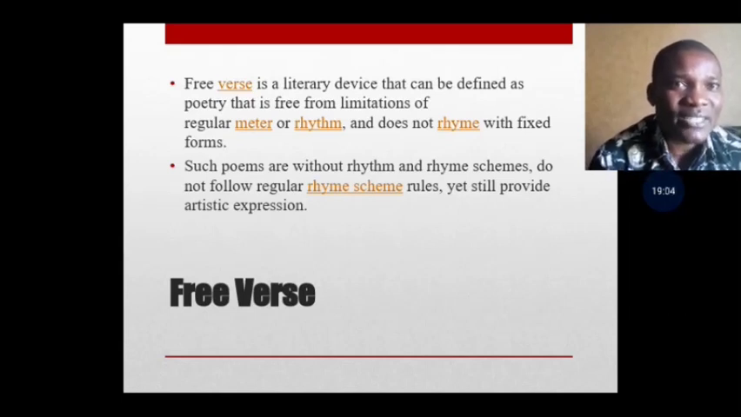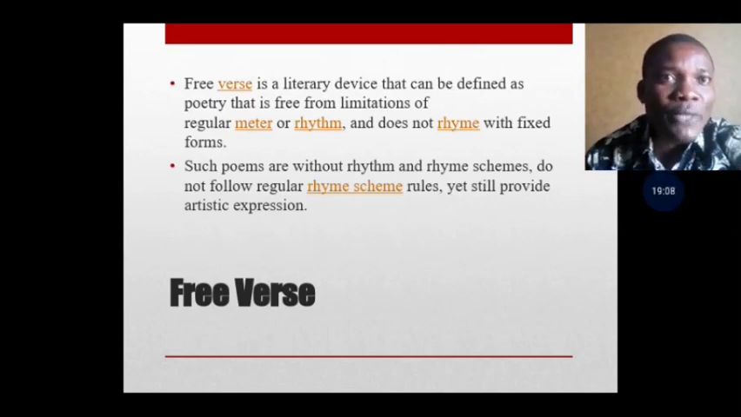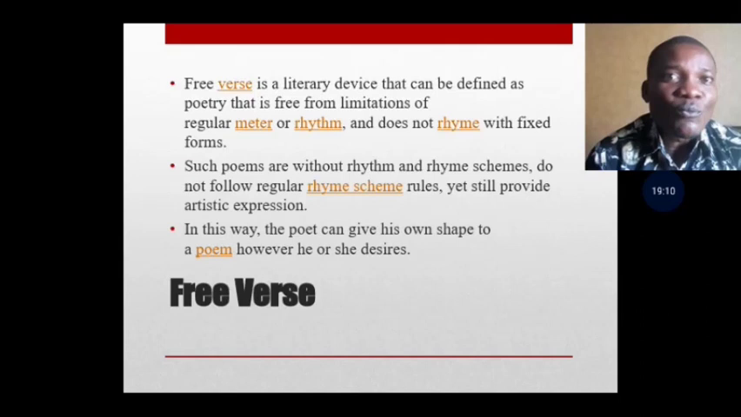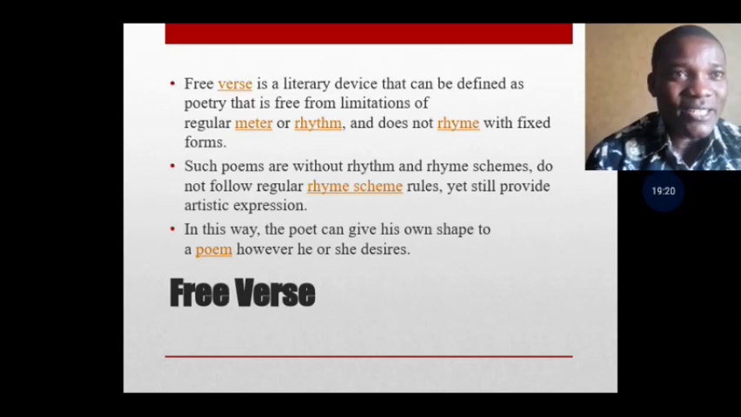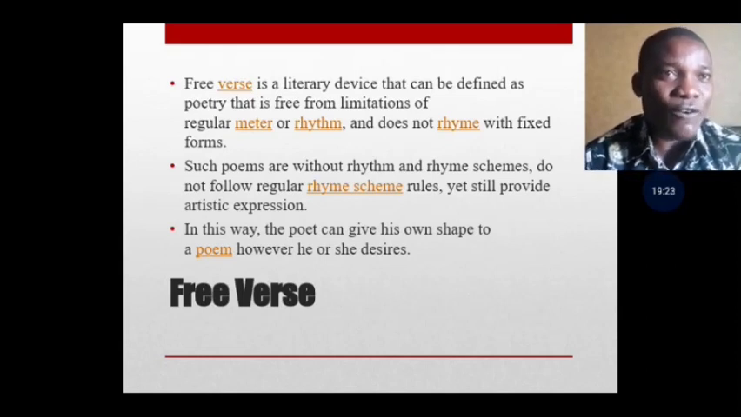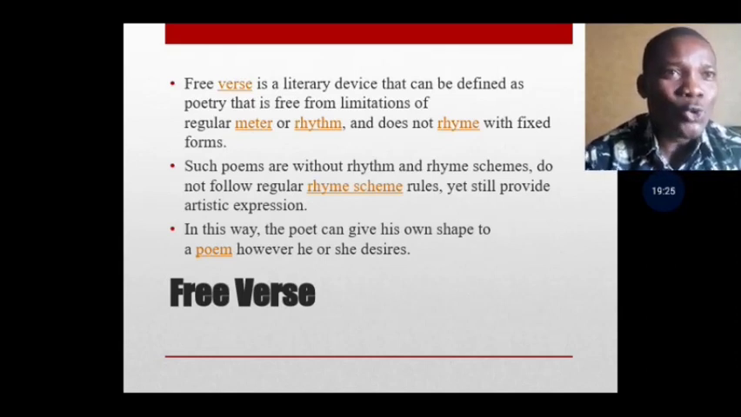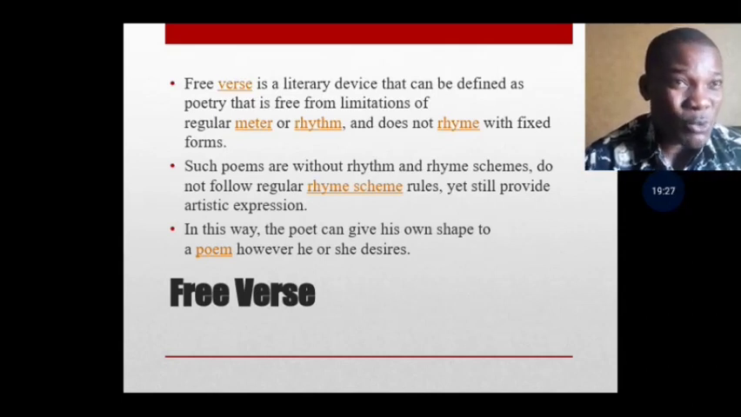So finally we say, in this way, the poet can give his own shape to a poem, however he or she desires. It's just for you to understand the concepts and the rules that are involved in writing a poem, and then you will be able to write a poem. Whether you want to write a free verse, a blank verse, an ode, a panegyric, an epic, that is up to you on how you intend to do it.